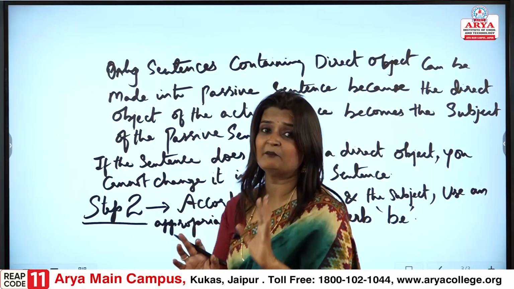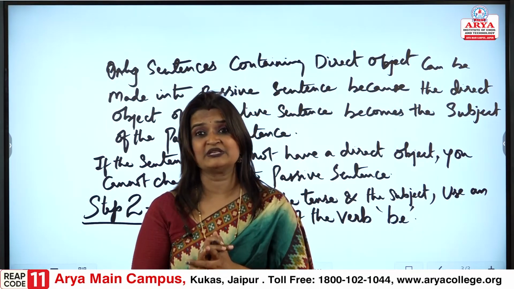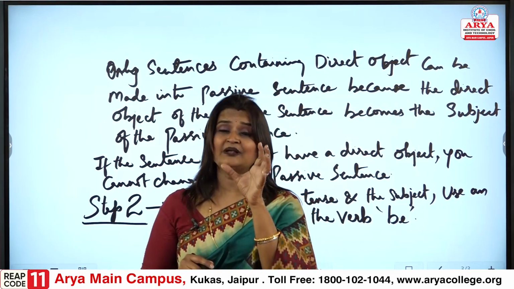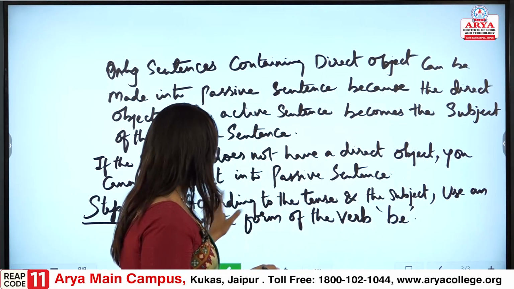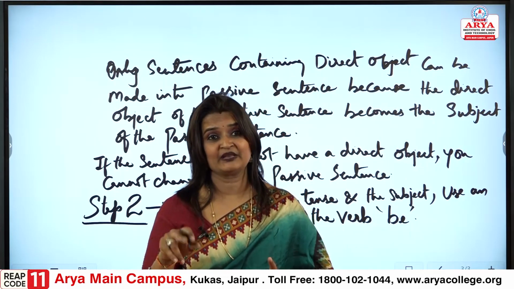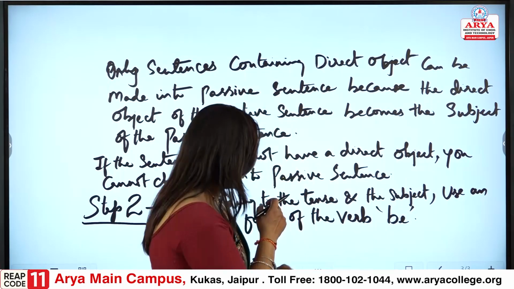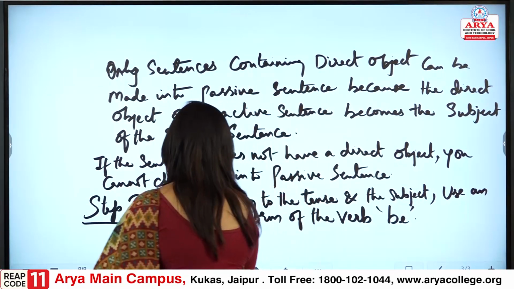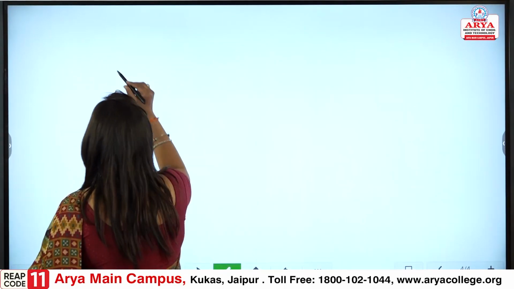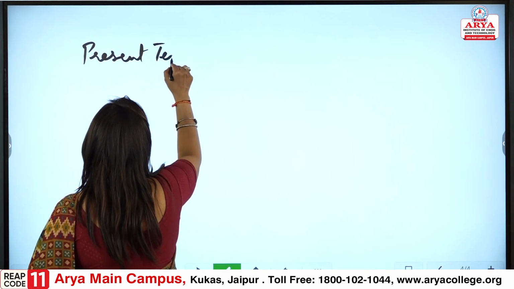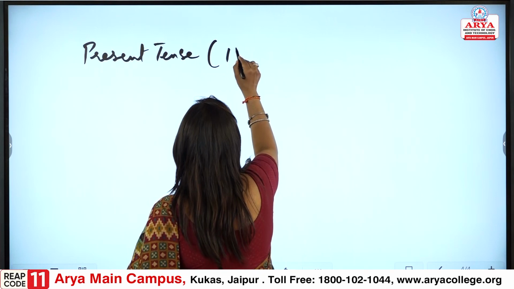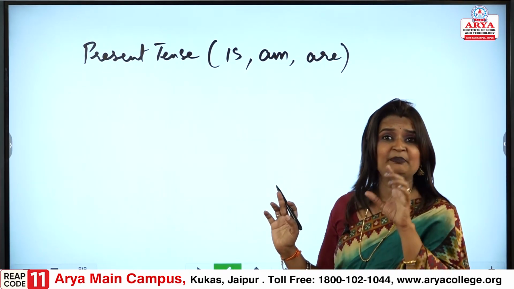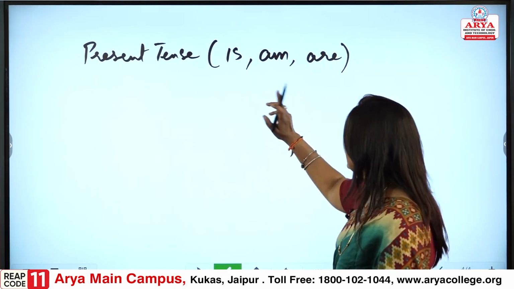Please keep this in mind. According to the tense, which tense are we using? In which tense are we talking? According to the tense and the subject, what is the subject of the sentence? Use an appropriate form of the verb, the be form. Let us remember: when we are talking in present tense, we have is, am, are.